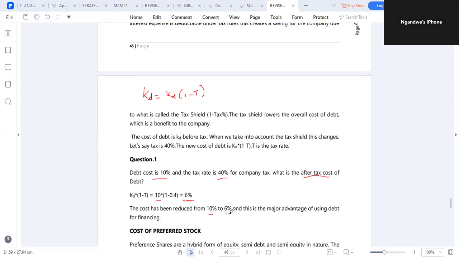This is the major advantage of using debt financing. There are many advantages of using debt financing. The first one, which we've just seen here, is that it reduces our amount payable to avoid double taxation.